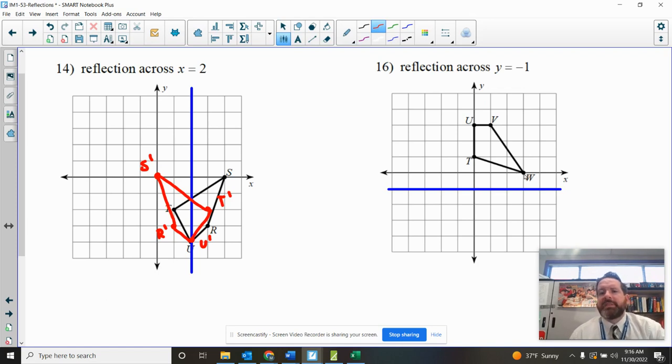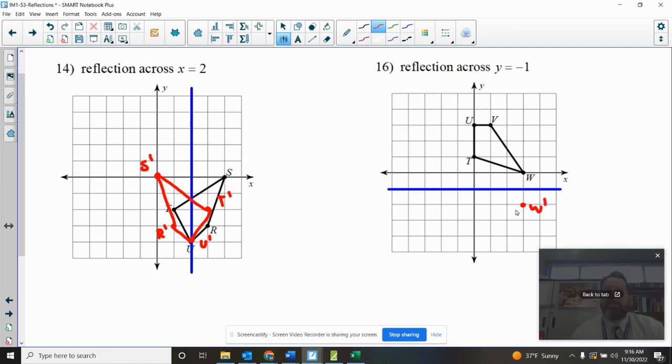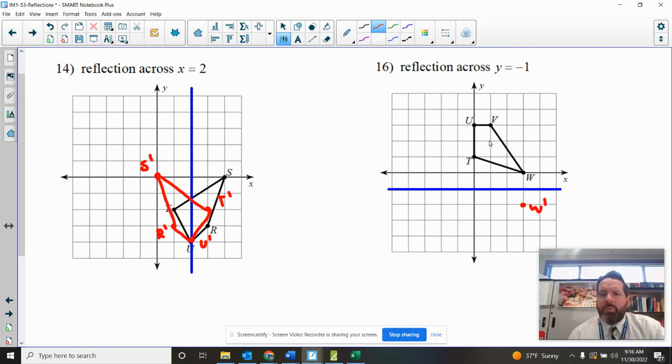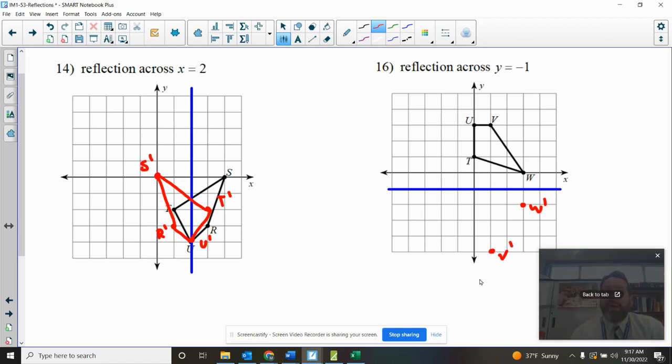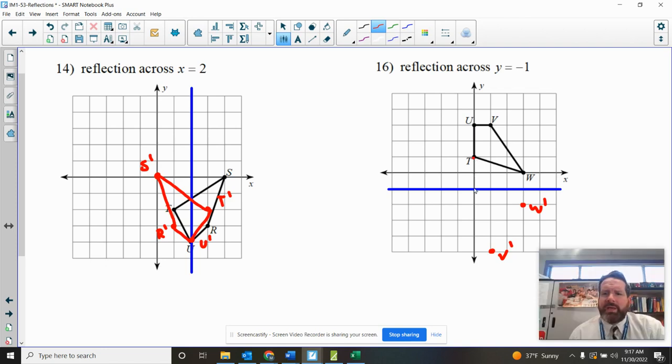Starting with W. W is 1 unit from the line of reflection, so keep going the other direction. There's W prime. V is 1, 2, 3, 4 units away. So keep going to the other direction, 1, 2, 3, 4 units away. There is your V prime. T is 1, 2 units away. So 2 units away on the other side is where we get T prime.